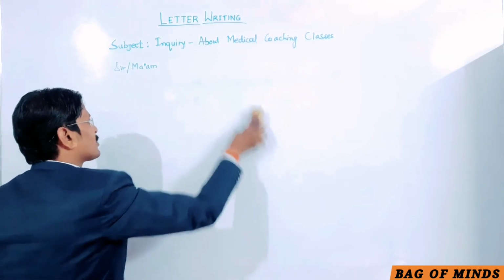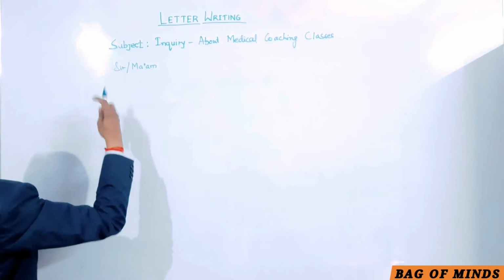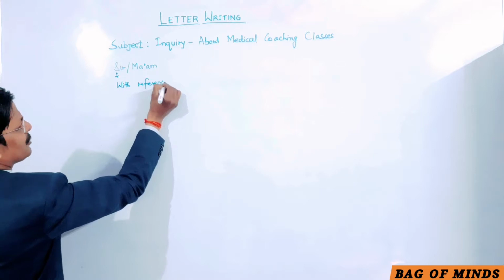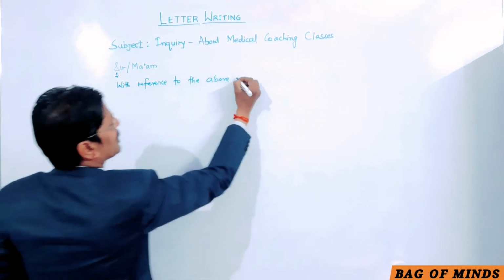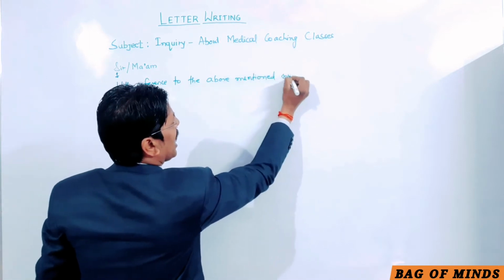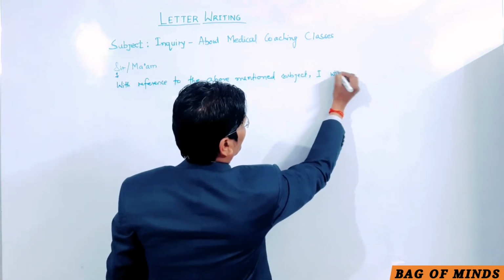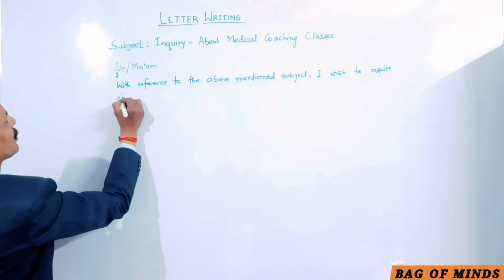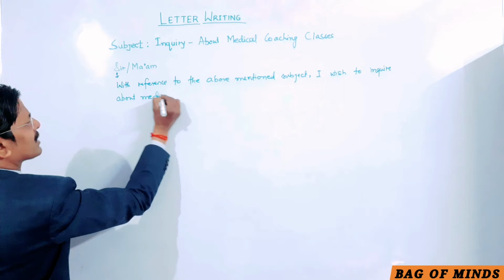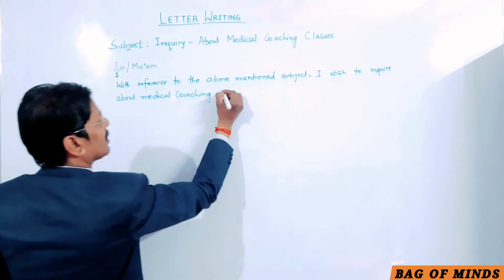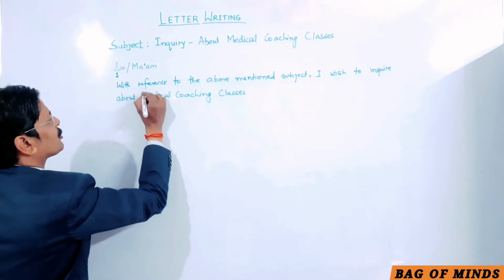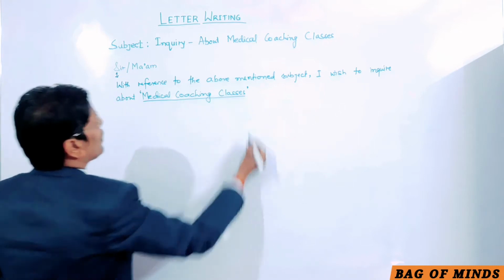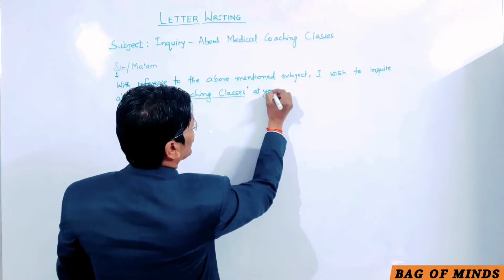Now when you write, focus on your beautiful presentation, avoid overwriting, think before you write. To present it beautifully, give a space. So you start with this line, with reference to the above mentioned subject, I wish to, very important for everybody, whatever the subject is, you have to write this, I wish to inquire about medical coaching classes. And just to be sure, since you are expanding the subject, you can put it in single inverted commas, or to highlight, you can underline it as well. Inquire about medical coaching classes at your institute.